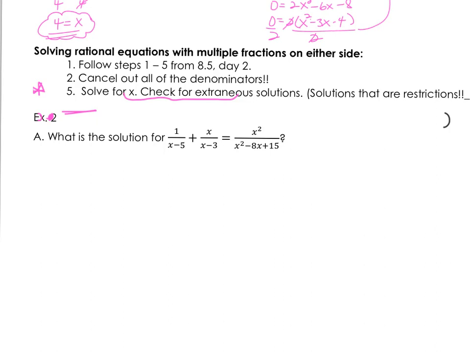What is the solution for 1 over x minus 5, plus 1 over x minus 3 equals x squared over x squared minus 8x plus 15? I will get us through this, I promise. All right, step 1. We do need to factor the denominator, recognizing that on the left-hand side, we've got x minus 5, I'm going to put that in a parenthesis, x minus 3, and then x squared minus 8x plus 15. That will factor into x minus 5 and x minus 3 as a product.